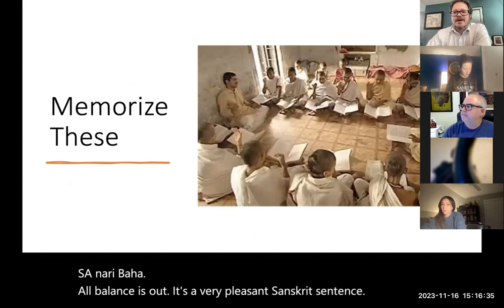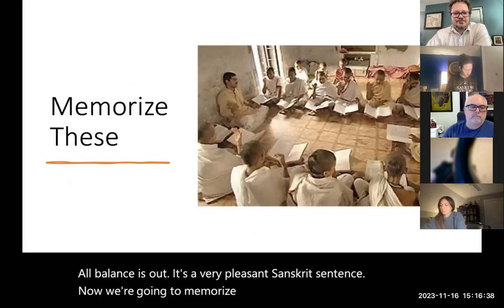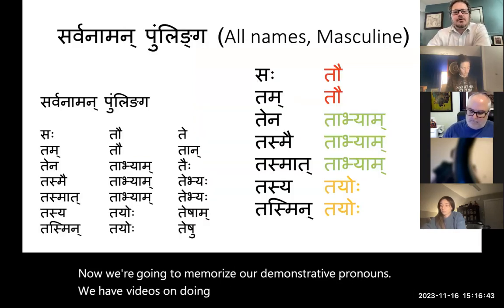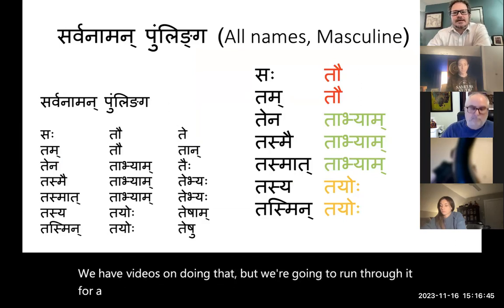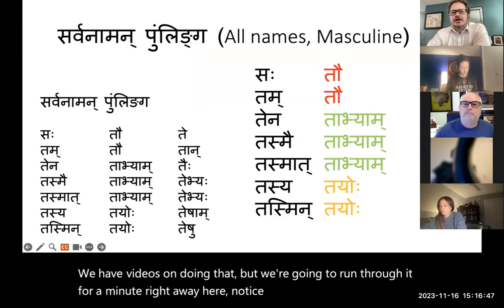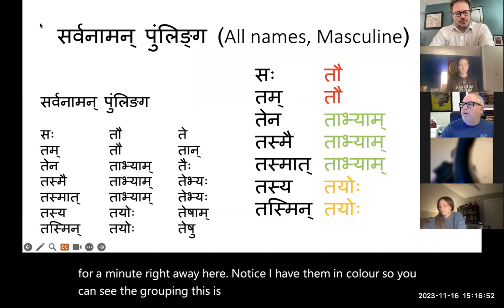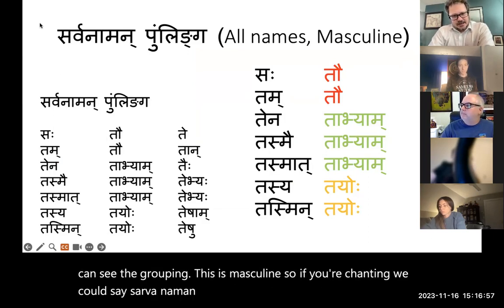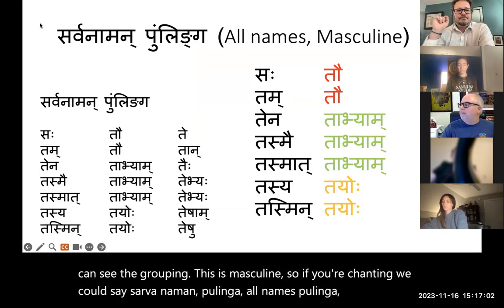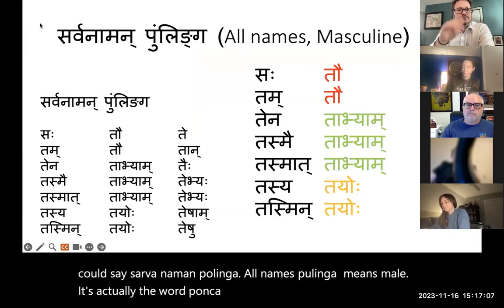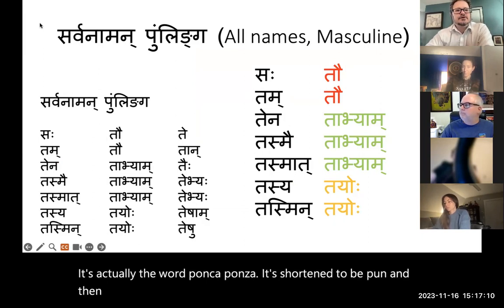Now, we're going to memorize our demonstrative pronouns. We have videos on doing that, but we're going to run through it for a minute right away here. Notice I have them in color, so you can see the grouping. This is masculine. So if you're chanting, we could say, sarvanaman punlinga. All names, punlinga. Pun means male. That's actually the word punsa, shortened to pun. And then linga.